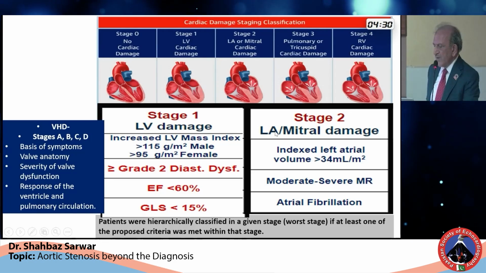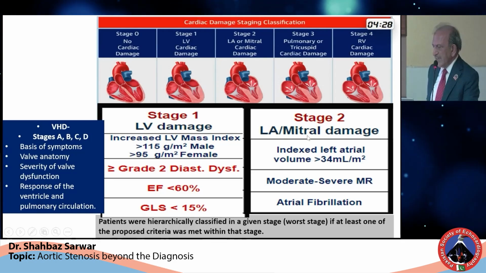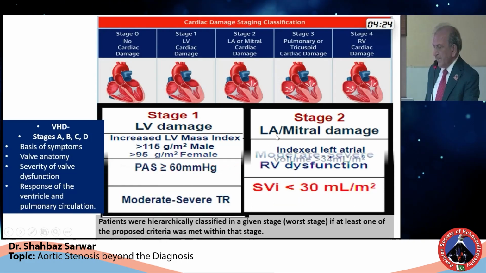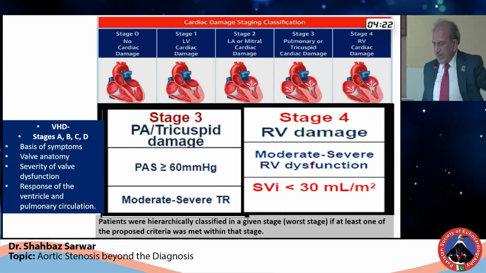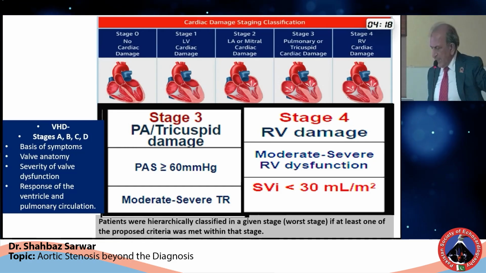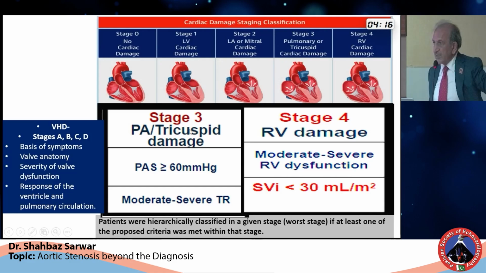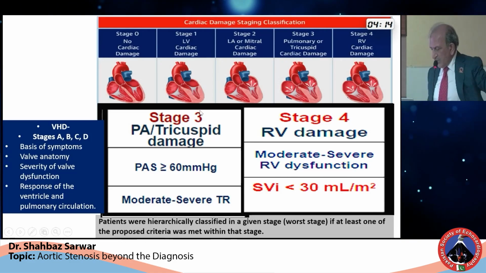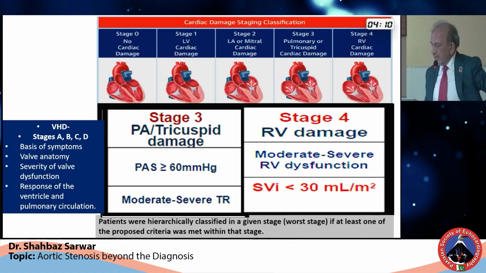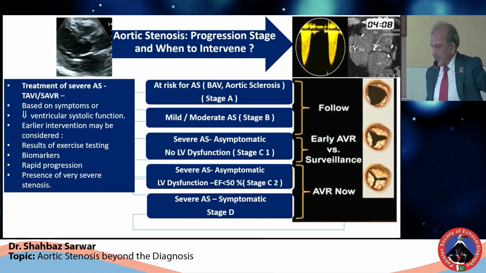Stage 2 is when LA mitral damage is there, the index area is higher, or atrial fibrillation or MR is there. Stage 3 is when there is tricuspid damage, PA pressure is more than 60, or moderate to severe TR. Stage 4 is when there is RV damage there as well. So we can stage the patients and pick those in a higher stage for earlier surgery.